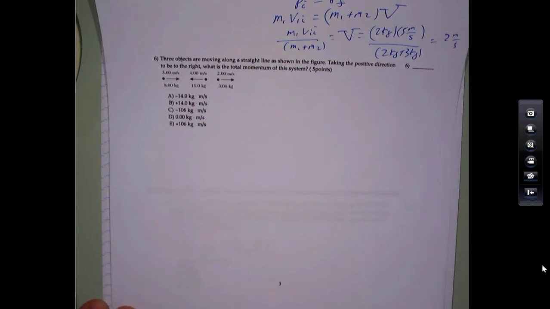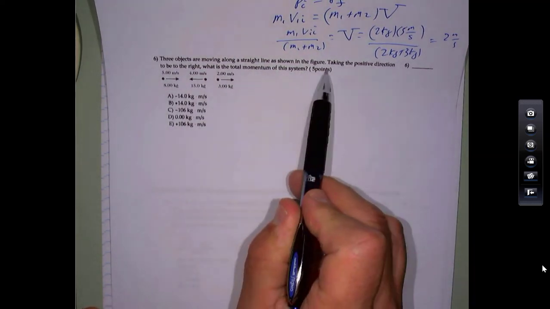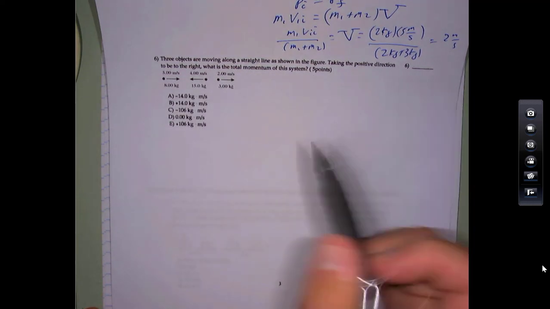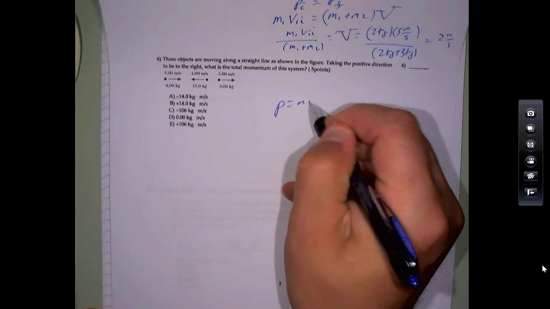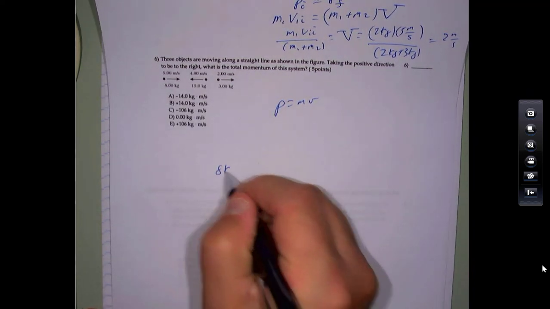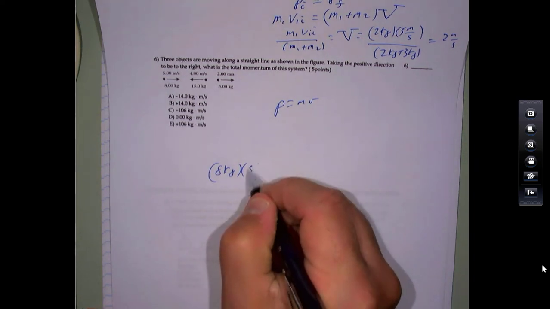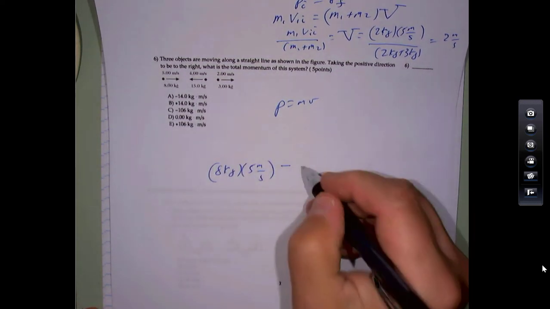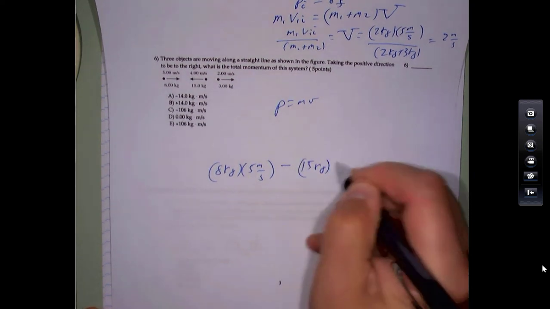3 objects are moving along a straight line as shown. Take the positive direction to be to the right. What's the total momentum? Okay, so remember momentum again, mass times velocity. Let's just go through these. So we've got 8 kilograms moving at 5 meters per second, minus, because this one's going to the left, 15 kilograms, 4 meters per second.